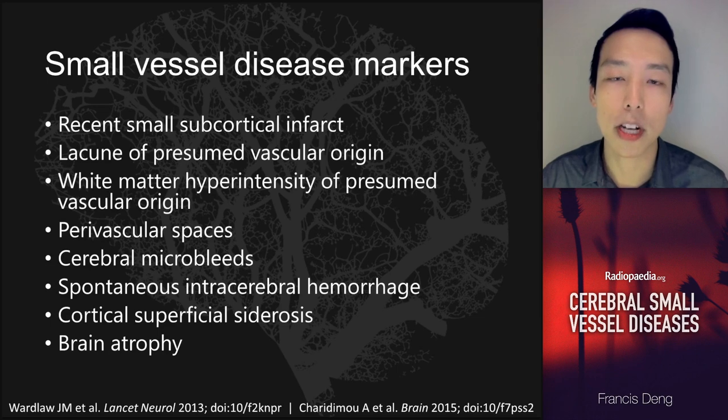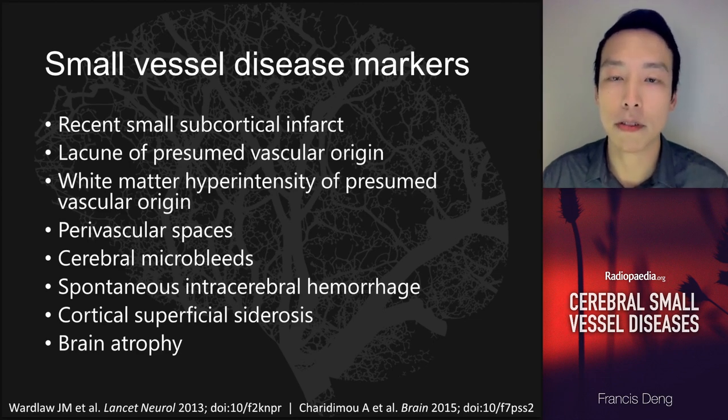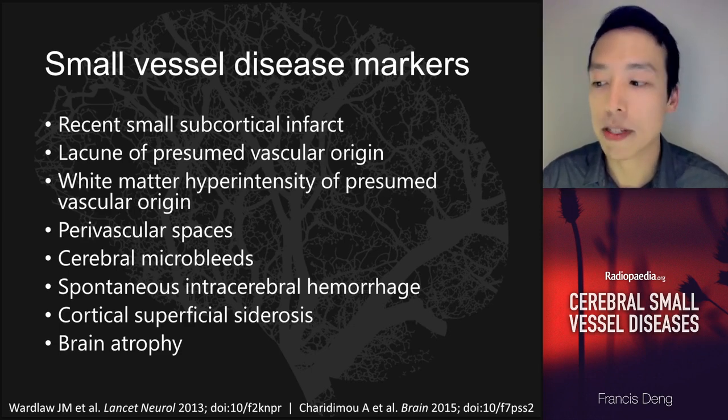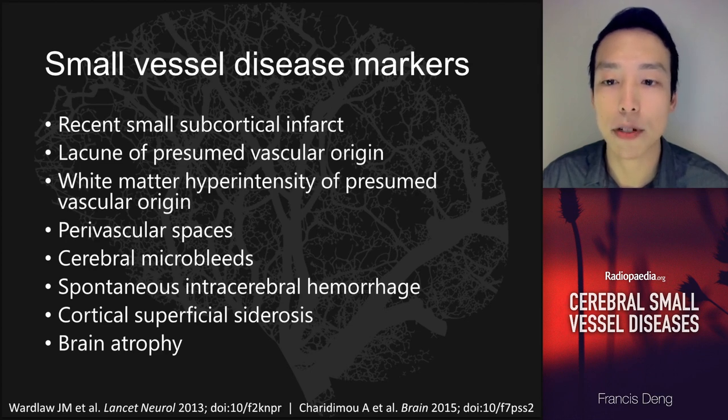Now, what are the markers of small vessel disease? There are a number of markers that have been defined in a standardized manner, and these are recent small subcortical infarct, lacunae of presumed vascular origin, a white matter hyperintensity of presumed vascular origin, perivascular spaces, cerebral microbleeds, spontaneous intracerebral hemorrhage, cortical superficial siderosis, and brain atrophy.